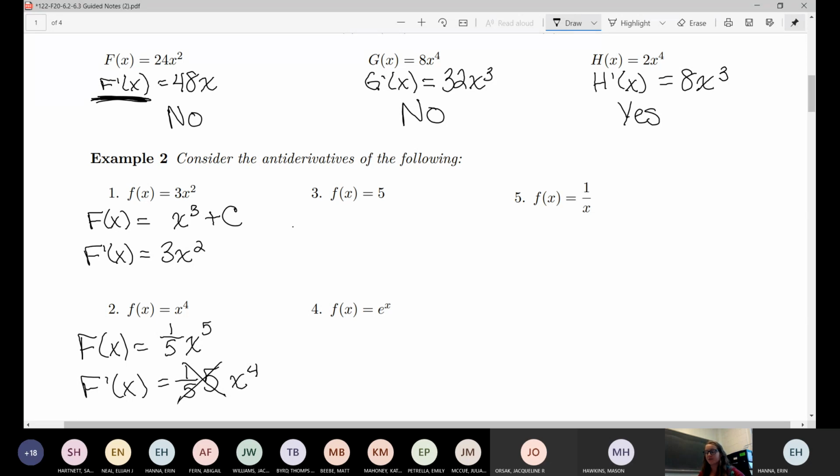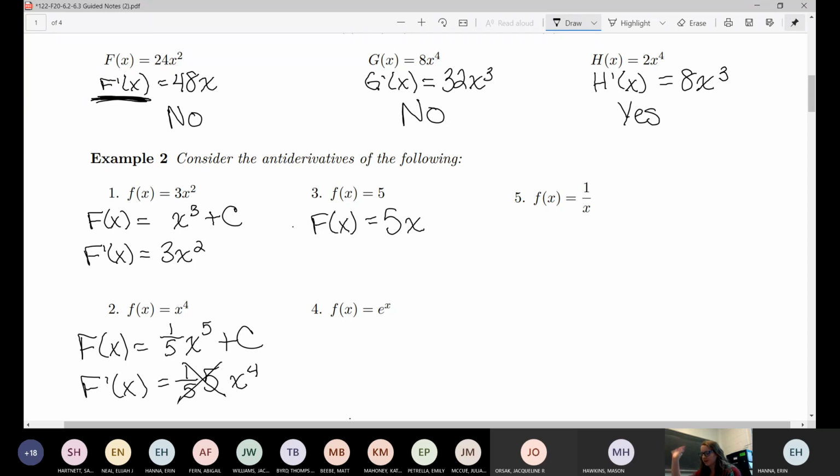What if I started with 5 and I wanted to go backwards? What function, when I take its derivative, gives me 5? So if you think back to our derivative rules, what derivative rule ended up being just a number? That would have had to come from a 5x. Oh, I should have put a plus c on the back of that. Always add a plus c.